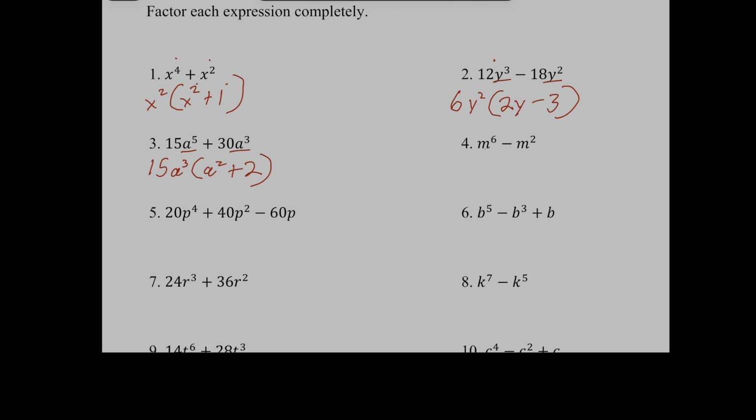Number 4, I have 6 M's, I have 2 M's, the most I can pull out is 2. What's left over? First one, I had 6, I pulled out 2, I'm left with 4. I pulled out everything, I write a 1, don't just leave it, okay?